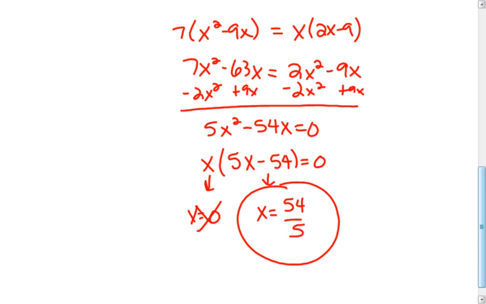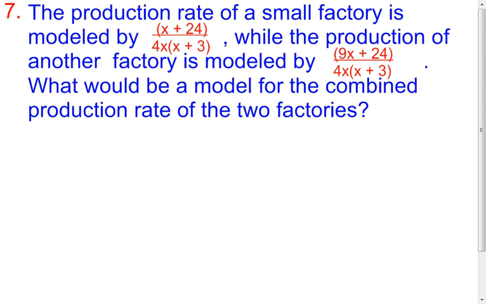Okay? And now on to our last one. Sorry, I lied before. All right. The production rate of a small factory is modeled by this equation, while the production of another factory is modeled by that equation. What would be a model for the combined production of the two factories? Okay. So combined basically means to add them together. Okay. Combined means to add them.